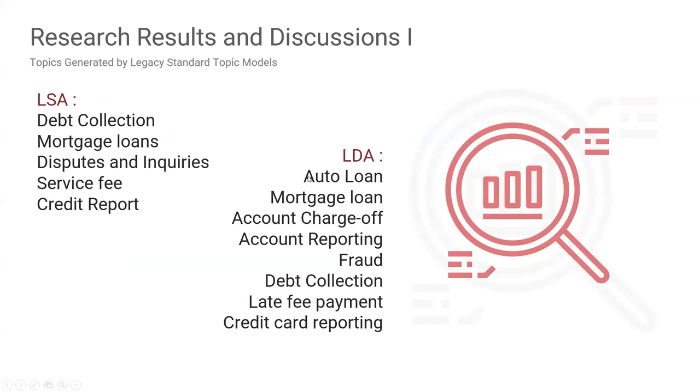So for LDA, you get mostly auto loan, mortgage loan, account charge off, account reporting, fraud, debt collection, late fee payment, credit card reporting. As I said before, 40% of the topics are about credit reporting agencies, right? And all these issues are mostly about credit reporting. Credit card reporting, late fee payment, account reporting, loan, all these are related to credit loans and reporting agencies, right?